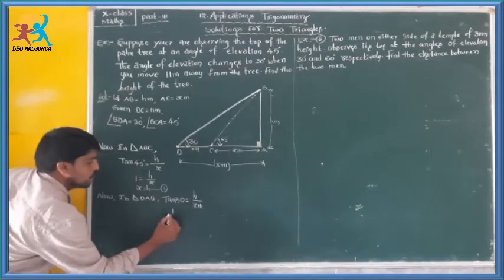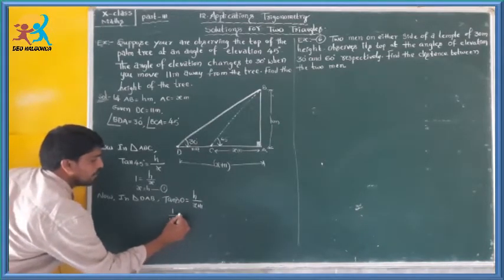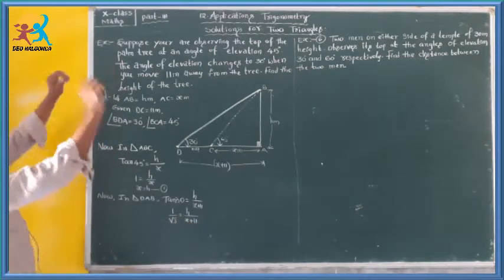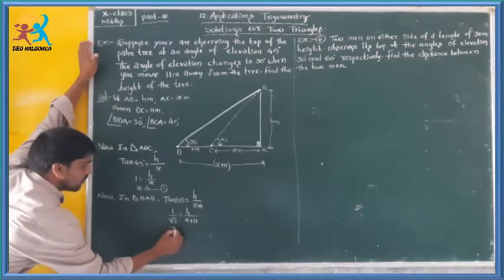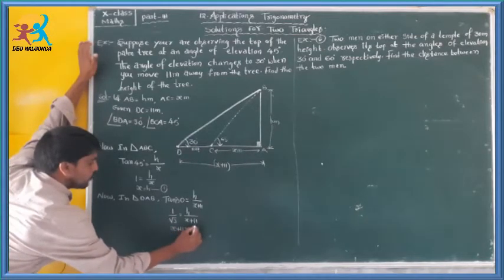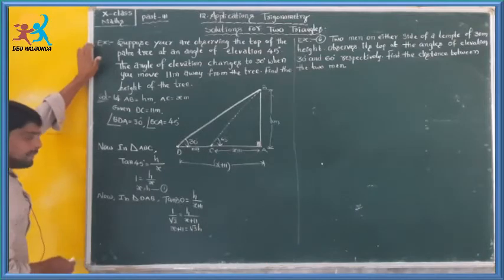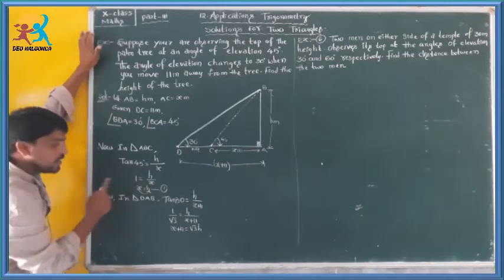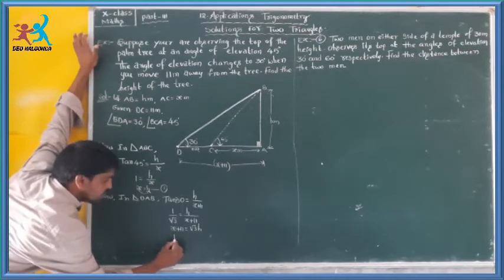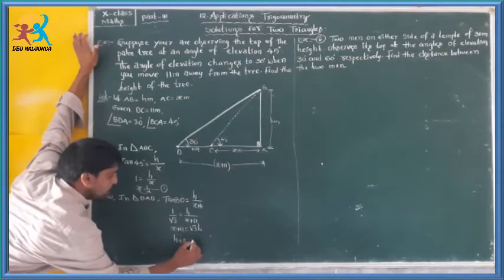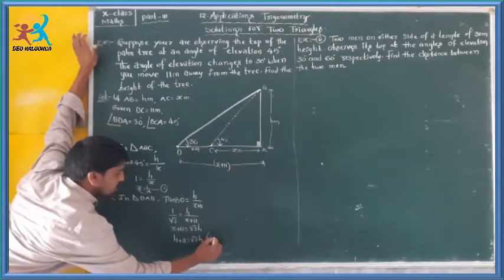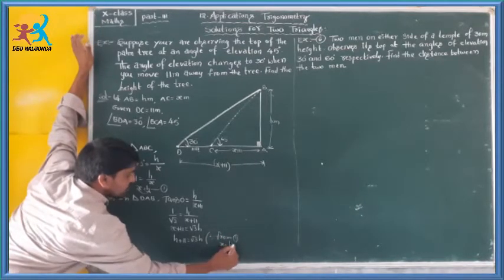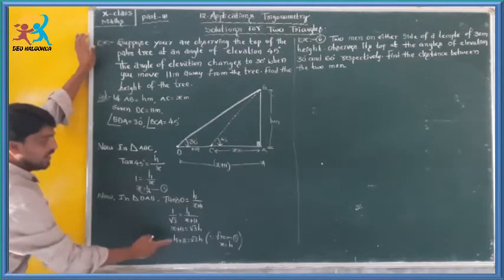Tan 30 value is 1 by root 3, which is equal to h by x plus 11. That is, by cross multiplication, x plus 11 equals root 3 h. But from equation 1, x is equal to h. Therefore, replace x by h. What we get? h plus 11 equals root 3 h.